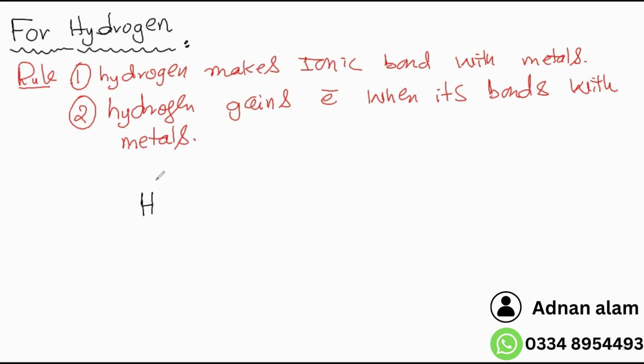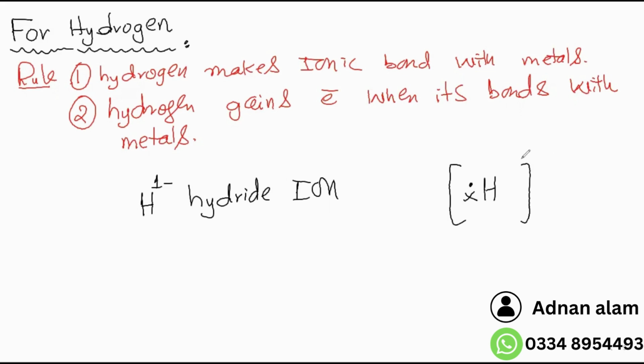So when hydrogen gains an electron, it becomes a 1 minus ion. And H1 minus is known as the hydride ion. Hydride ion is represented like this. Hydrogen has 1 valence electron, but when hydrogen gains 1 electron, its valence shell will have 2 electrons. And this becomes H1 minus. Now this is the hydride ion.